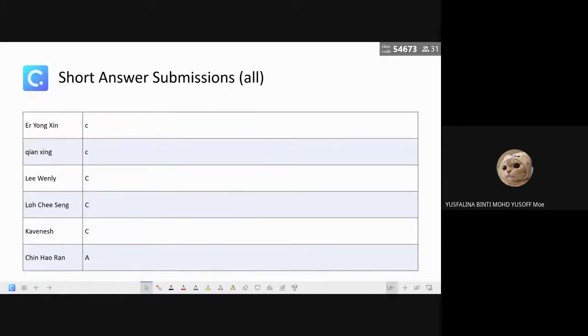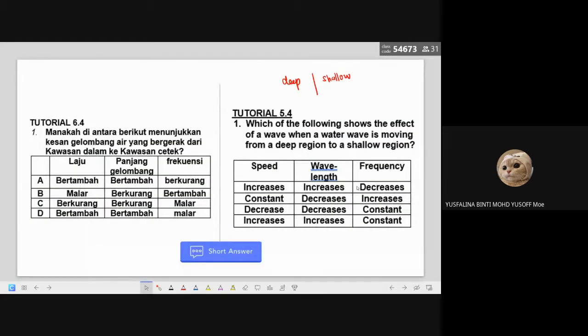Alright, so let's discuss the answer. For this one, it's a water wave that travel from the deep region to the shallow region. So for the deep region, you already know the wavelength must be bigger than the shallow region. While the shallow region, the wavelength will be closer to each other. So for this one, the speed is decreased. Since the wavelength decreased, the speed also decreased. And the wavelength also decreased, correct, but the frequency is constant. So the answer should be C.